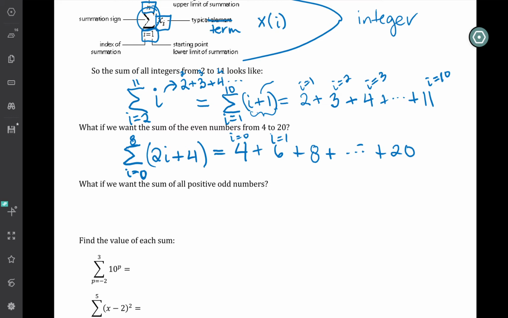Again, you don't have to put the plus 4. You could also do something like plain old 2i, and then you just have to start with i equals 2, so that your first term would be 4, and you'd stop with i equals 10, so that your last term would be 20. That would be the same and an equally correct answer.